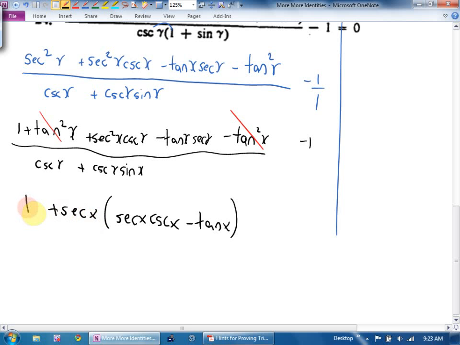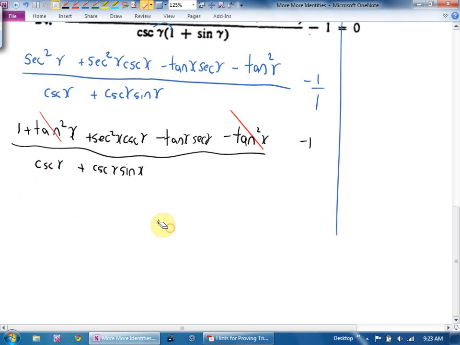Oh, aren't you clever? So you're saying that this is secant over secant. Yeah, I think that's more complicated than I want to get to right now. I think if we write everything in terms of sine and cosine, because I see lots of fractions, I'm kind of hoping some stuff will cancel. Let's try that first.